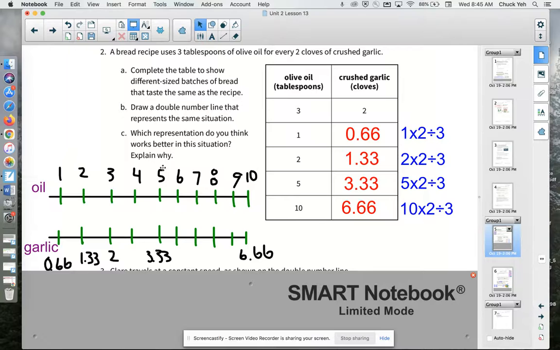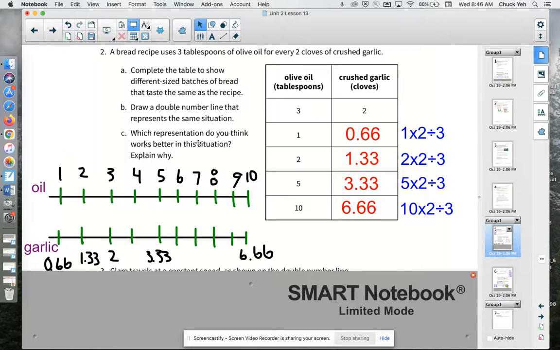And then drawing a double number line. Remember to label it. Okay. So some of you didn't label it, so make sure you do that next time. So I have oil and garlic here. For oil, I put all of it. 1, 2, 3, 4, 5, 6, 7, 8, 9, 10. And then for the garlic, I just put whatever it was on the table.